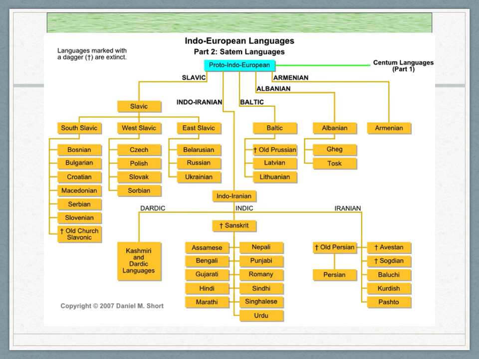Indo-Iranian languages are spoken today throughout Pakistan and India. So modern day Hindi and Urdu are in the same family as English, which may surprise some of you. And we see other examples too.